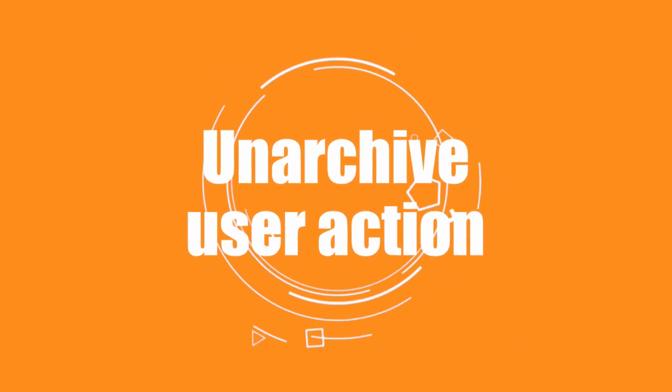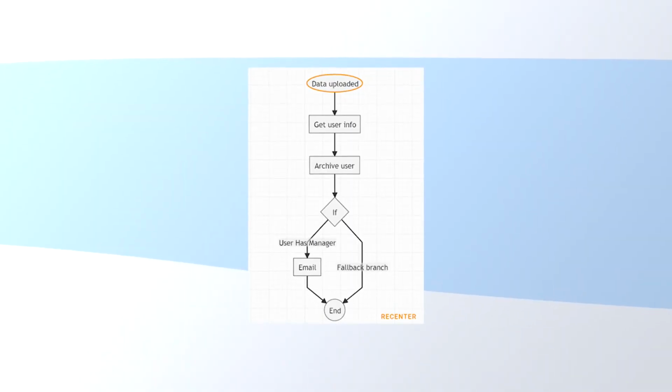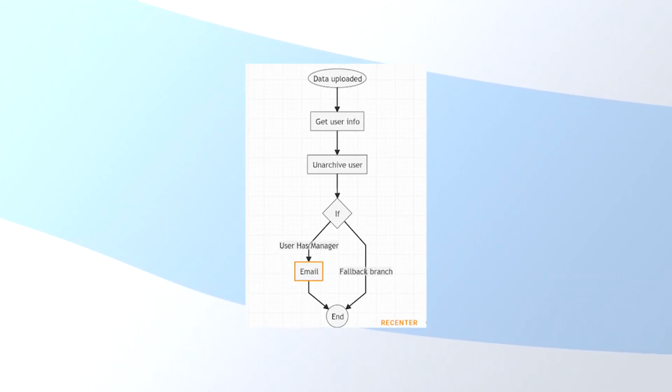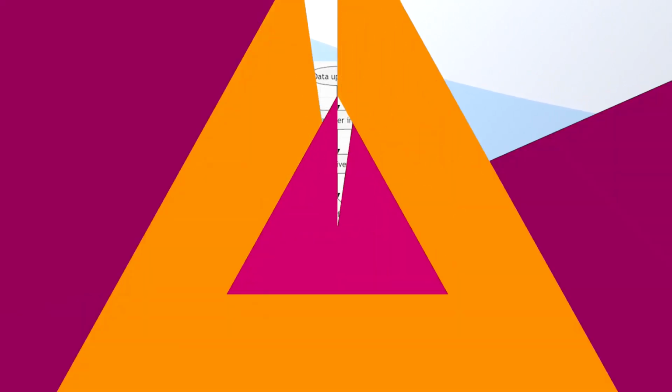Now introducing the unarchive user action. By replacing the archive user action with the unarchive user action, the rule flips into bulk unarchiving Google Workspace users.